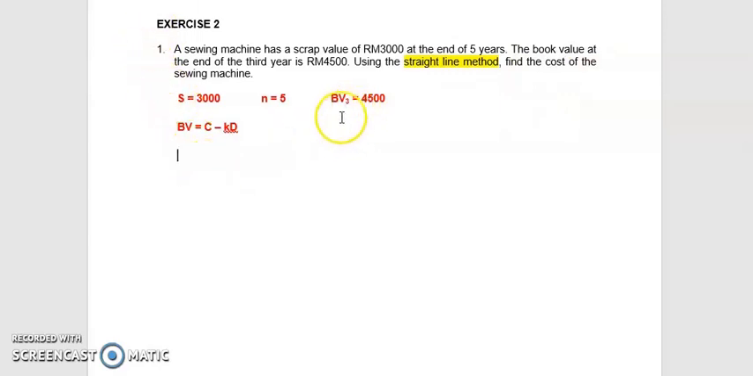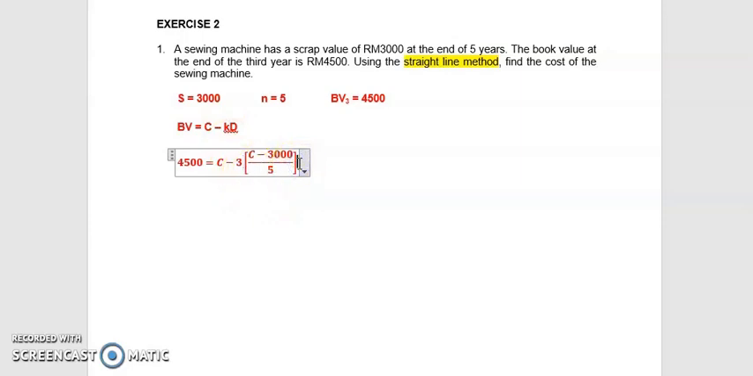So now we have BV3, year 3, so means that K equal to 3. So replace value, book value year 3, 4,500 equal to cost minus, okay, how to find the annual depreciation? C minus S, so S is 3,000 divided by N, useful life. Okay, so this one you have K equal to 3.